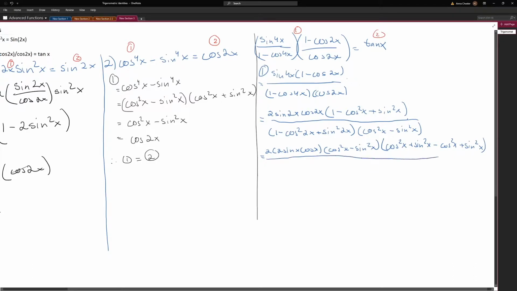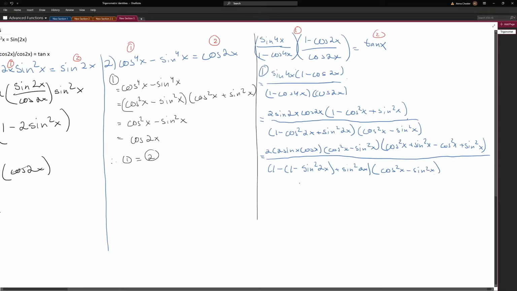Now, let's go for the denominator once more. We have 1 minus cos squared of x, that we could rewrite as our other form of the double angle formula for cos. So that would be 1 minus 1 minus sine squared of 2x plus sine squared of 2x. And then this stays the same. Cos of 2x minus sine squared of 2x.